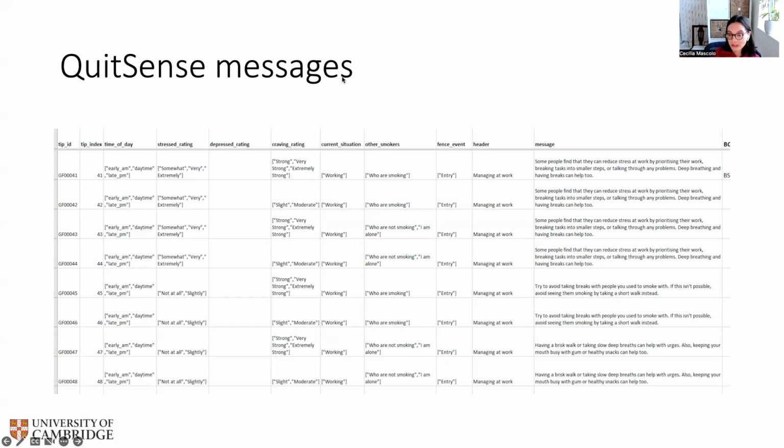Second one: try to avoid taking breaks with people you used to smoke with. If this is impossible, avoid seeing them smoking by taking a short walk instead. And the conditions of where these messages are sent are described by the other column. So it's a similar approach: health psychologists are trying to decide when these things are best, and then the context from the sensing app is helping to decide when to deliver.